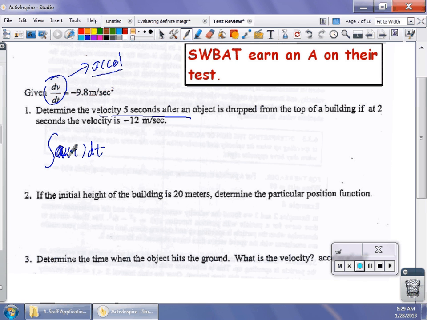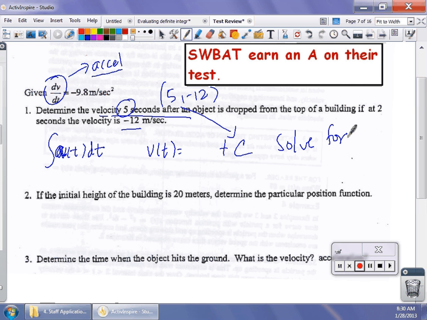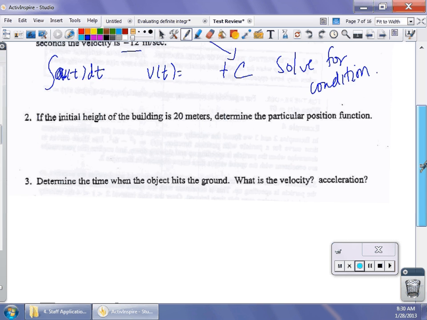So we're going to get a velocity function. We're going to have a plus c, and the big idea here is that at 5 seconds the velocity is negative 12, so you have 5, negative 12, and that's what allows you to solve for c. So that's what I'm talking about with an initial condition problem, where you can actually go back and solve for the value of c. And then you have a variety of questions about that.